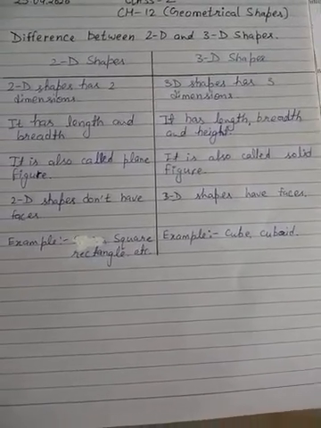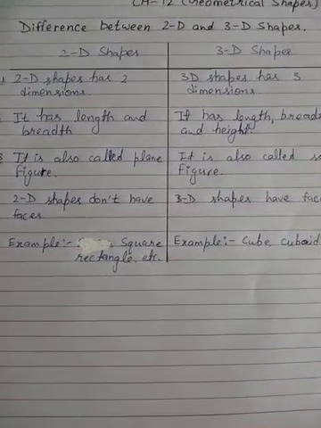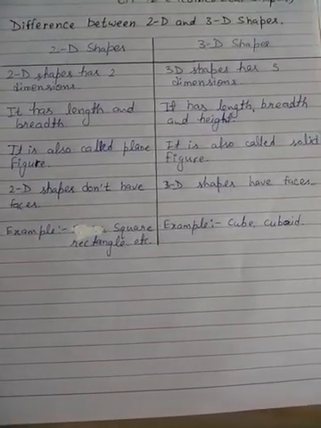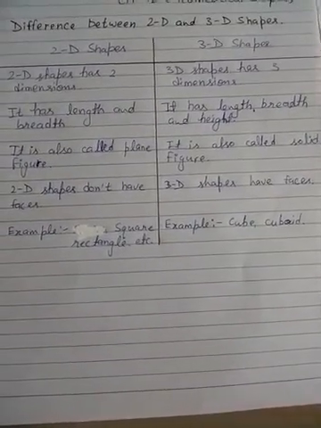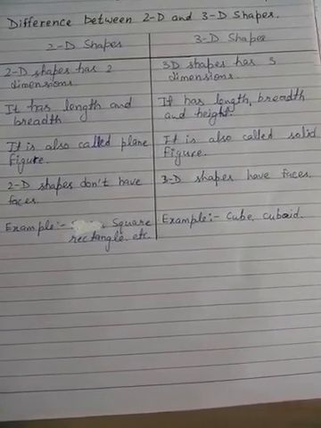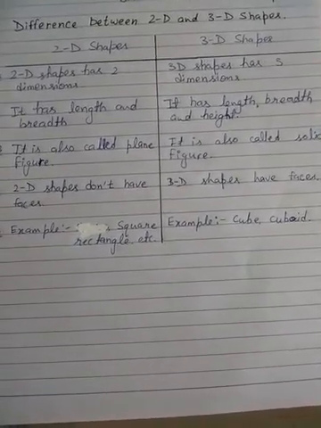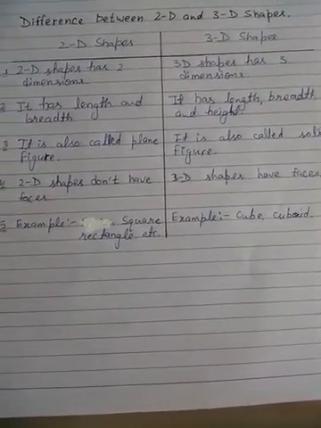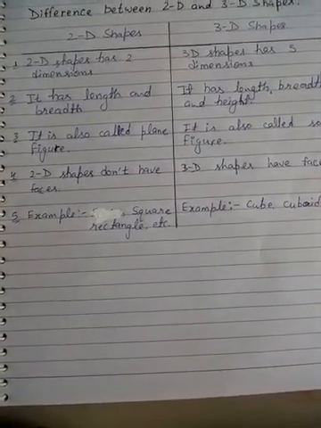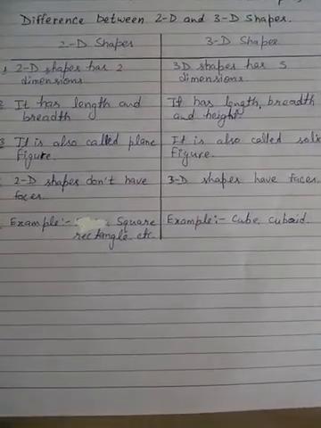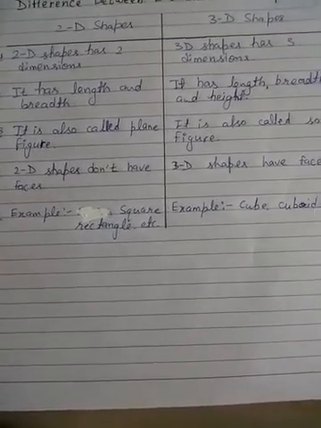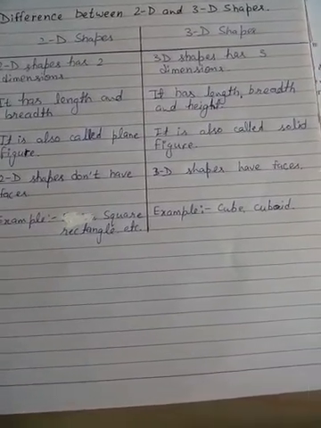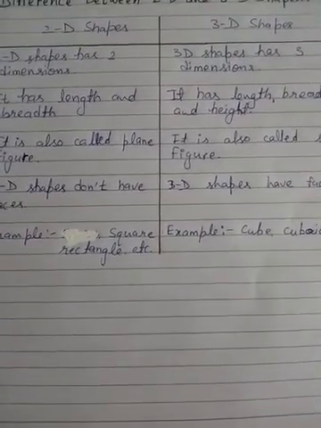A 2D shape is also called a plane figure, and a 3D shape is also called a solid figure. 2D shapes don't have faces. As I told you in your previous class, only 3D shapes have a number of faces, right? So that's why 2D shapes don't have faces and 3D shapes have a number of faces. Examples of 2D shapes are square, rectangle, etc. Whereas 3D shapes include cube, cuboid, cylinder, cone, sphere, and alike. Okay, so this is the main specific difference between the two.